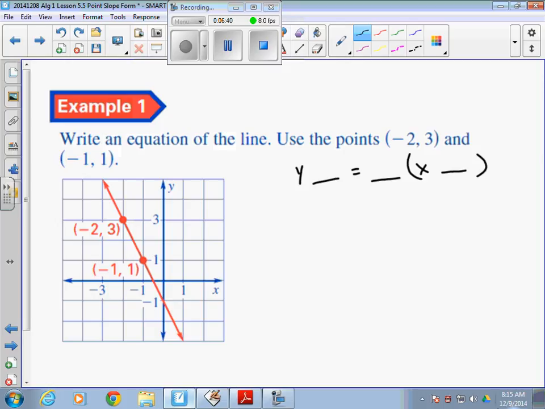Okay, we went a little bit longer than a minute right there. First thing you want to do is find the slope. Remember, you can use the slope formula. You can say y sub 2 minus y sub 1 over x sub 2 minus x sub 1.